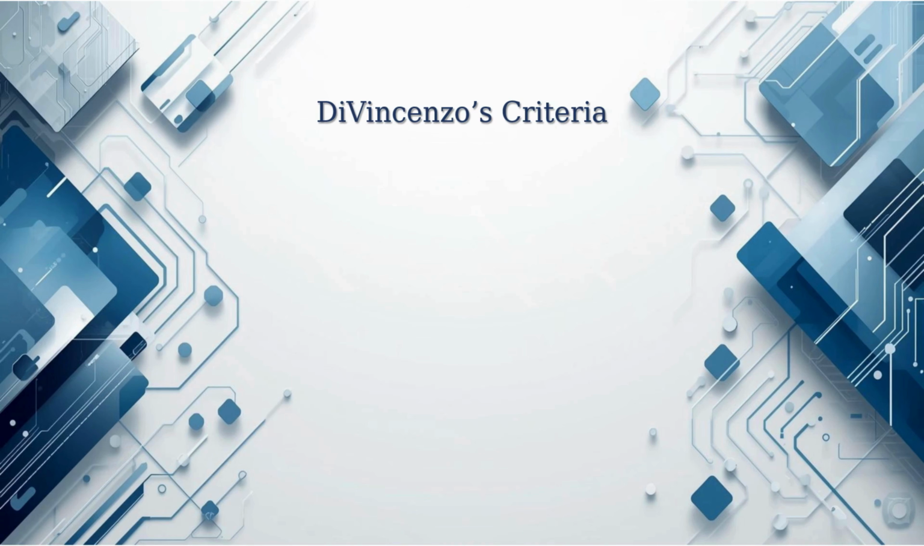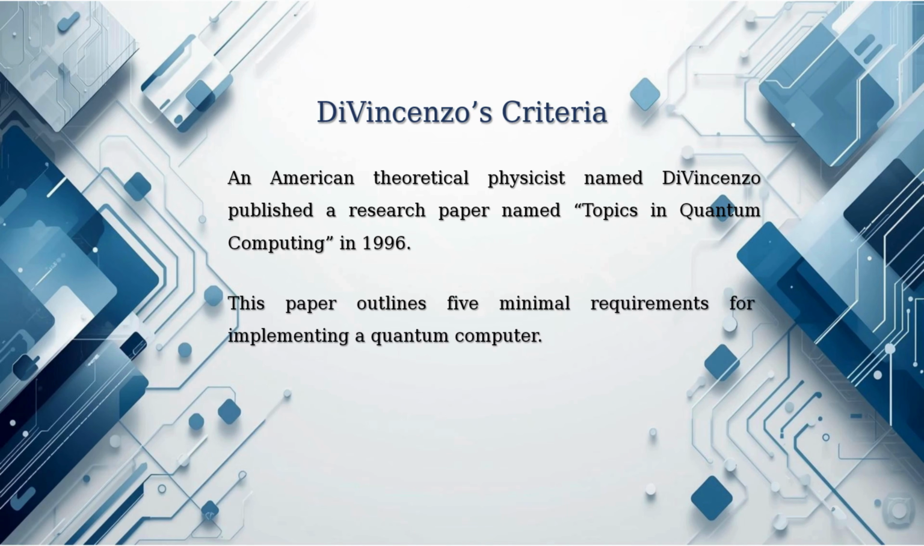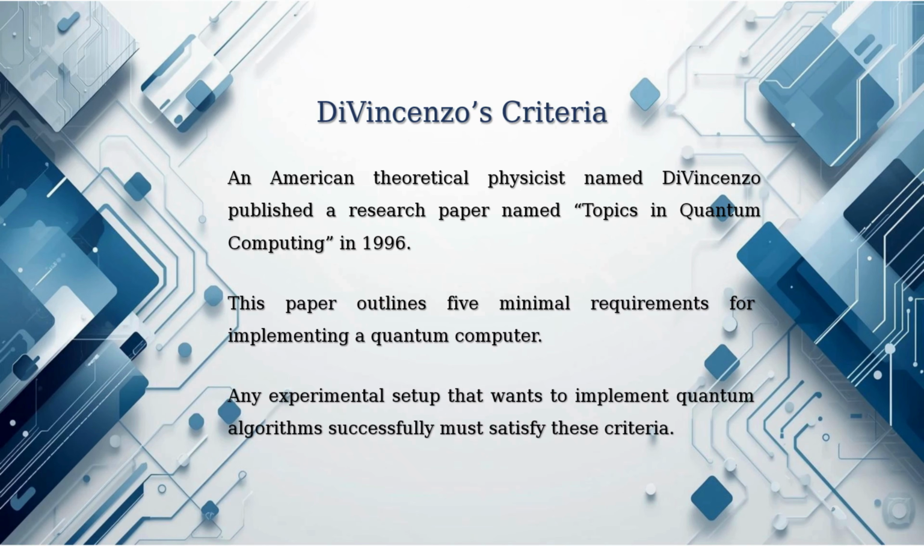An American theoretical physicist named DiVincenzo published a research paper named Topics in Quantum Computing in 1996. This paper outlines 5 minimal requirements for implementing a quantum computer. Any experimental setup that wants to implement quantum algorithms successfully must satisfy these criteria.